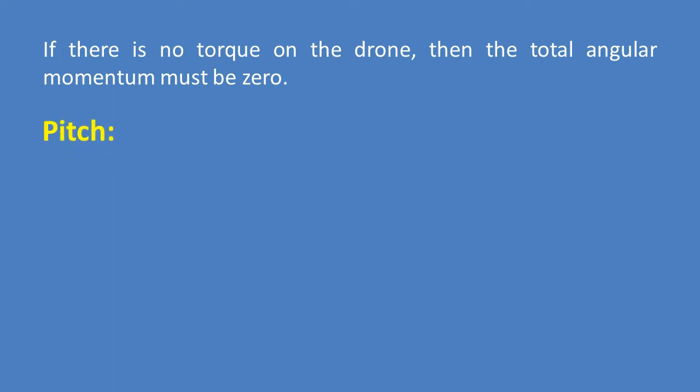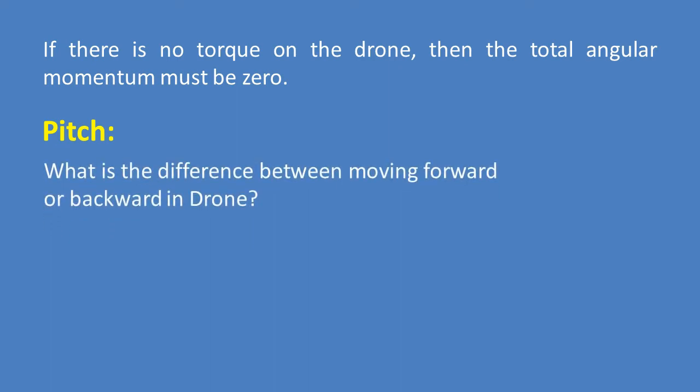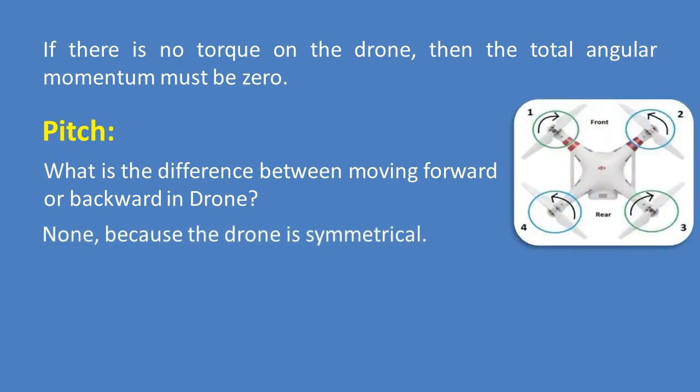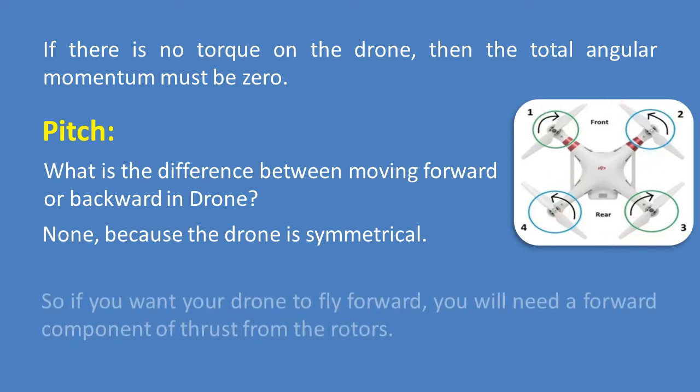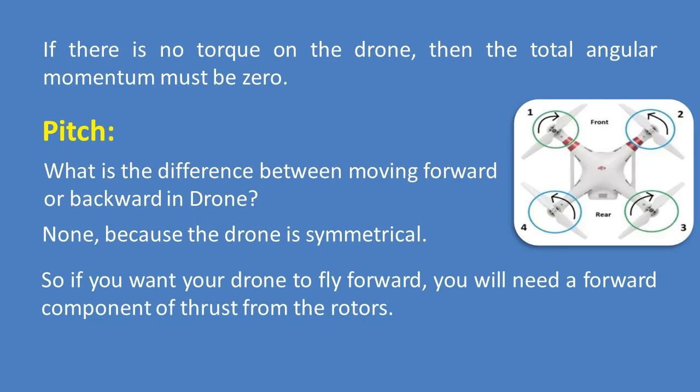Pitch. What is the difference between moving forward or backward in a drone? None, because the drone is symmetrical. This is the drone, and as such there is no front, rear or side for a drone because it is symmetrical. So if you want your drone to fly forward, you will need a forward component of thrust from the rotors. So how will we do this?